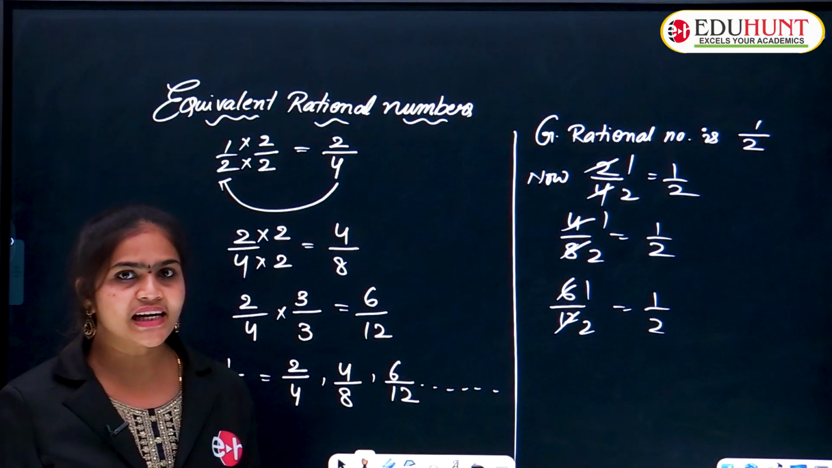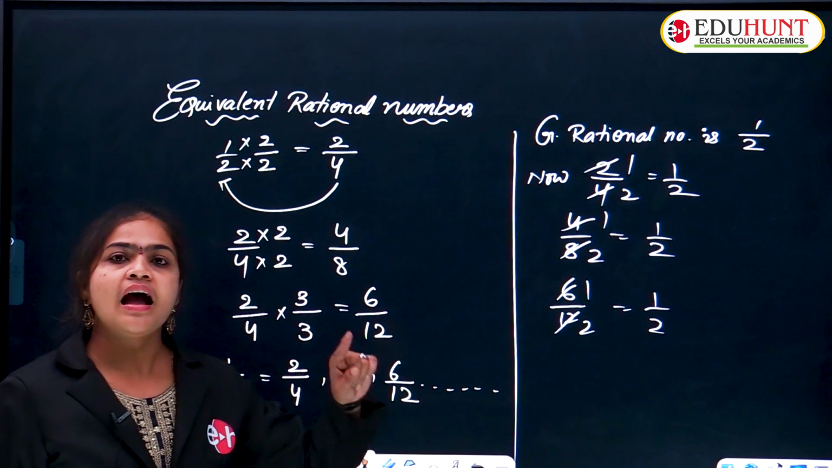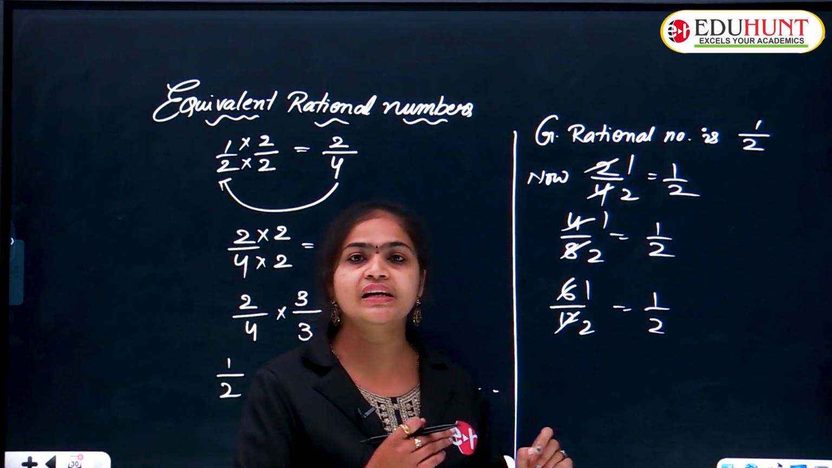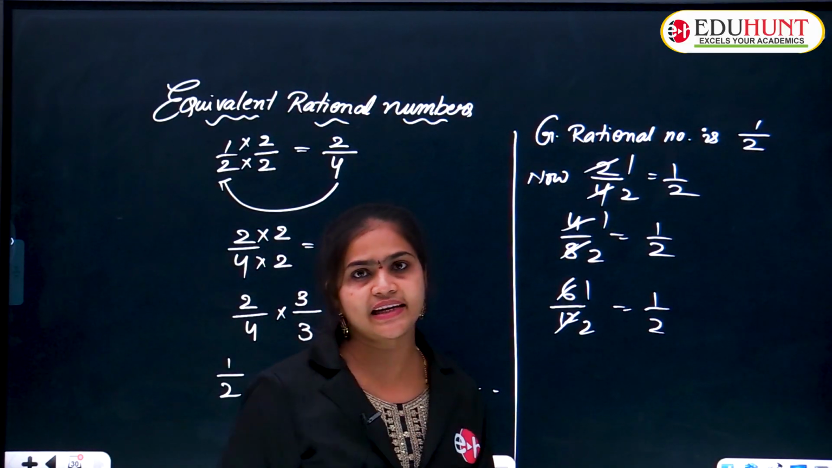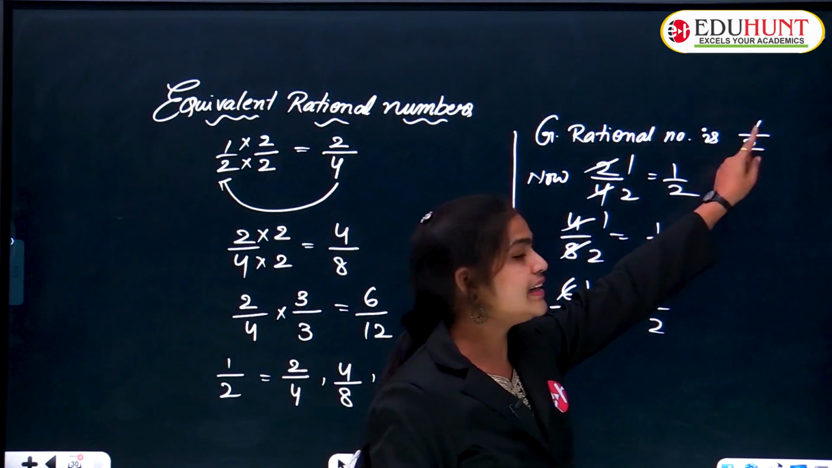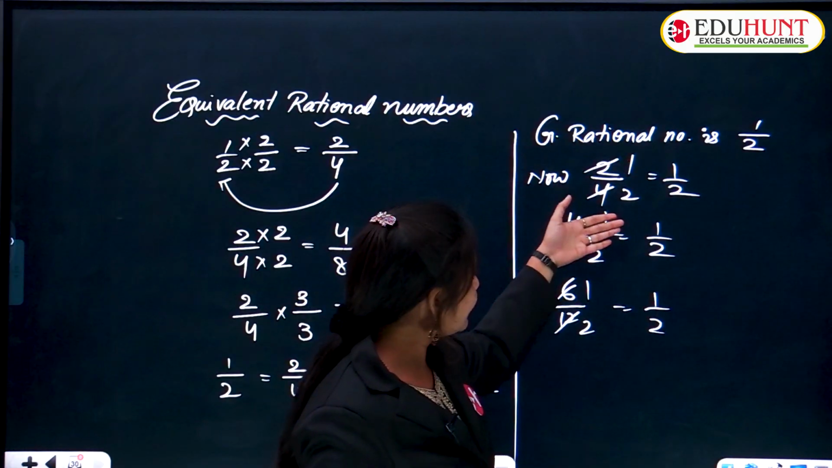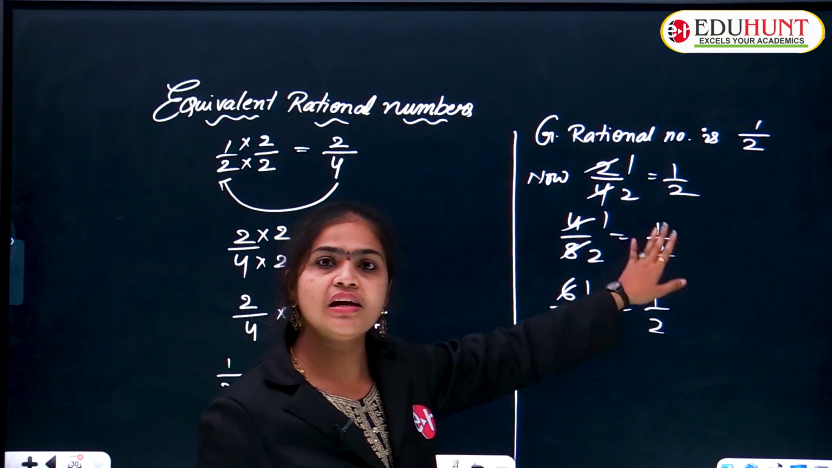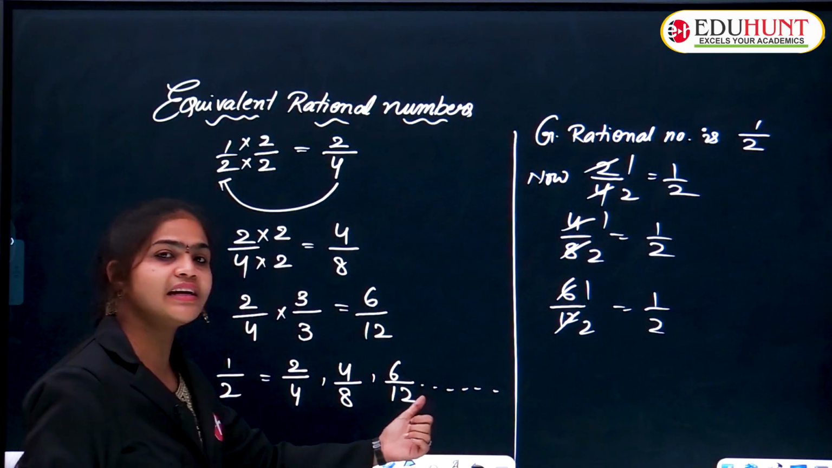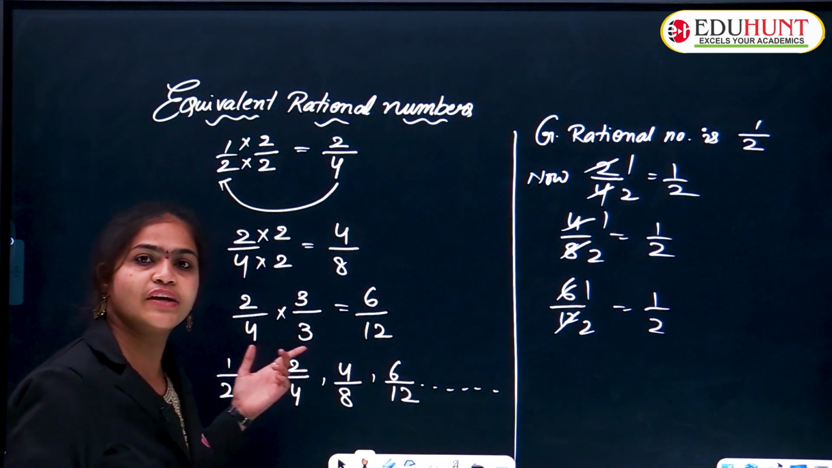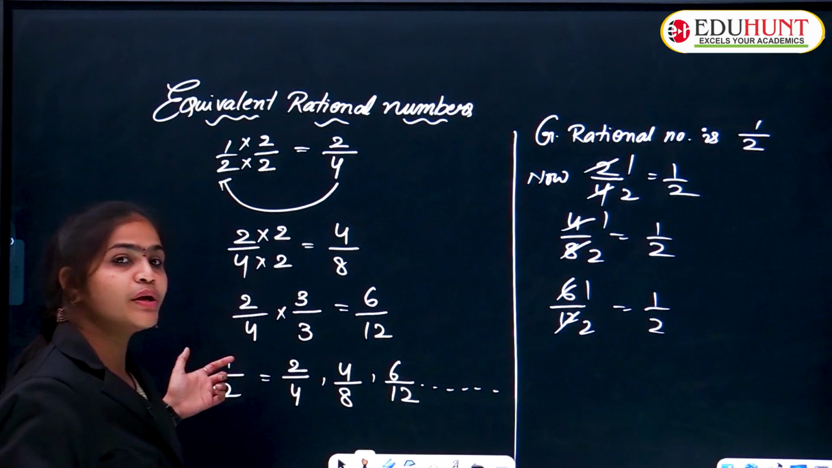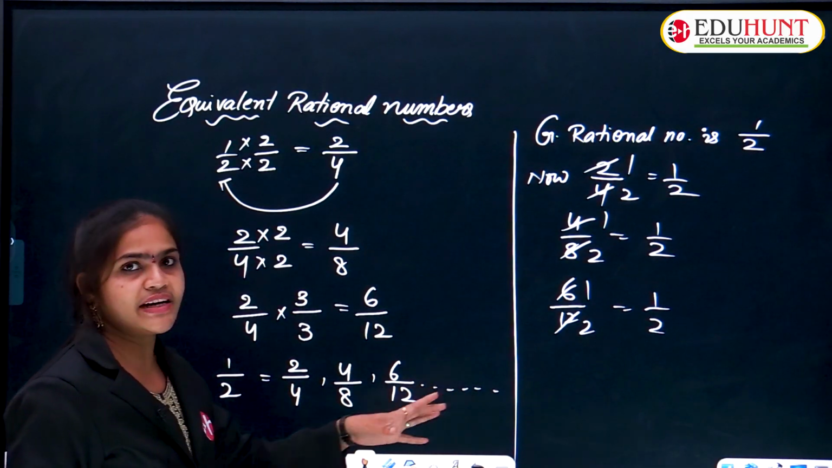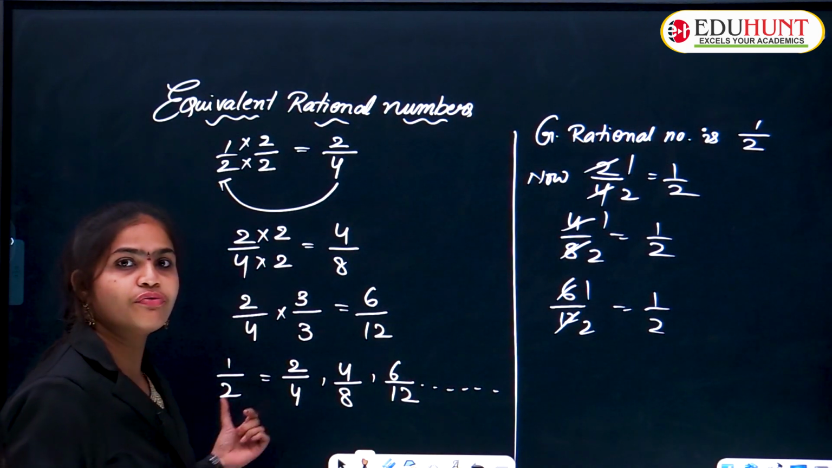So from this we can understand that equivalent means after cancellation, after simplifying the given rational number, we get the same result that we took. First we took 1 by 2. After simplifying all these values, again we are getting 1 by 2. Which means all these rational numbers we wrote are equivalent to the rational number we took. So 2 by 4, 4 by 8, 6 by 12 and so on are equivalent fractions of 1 by 2.